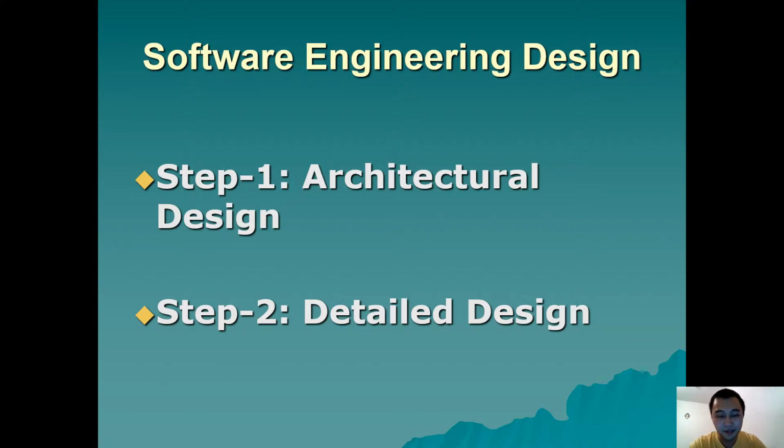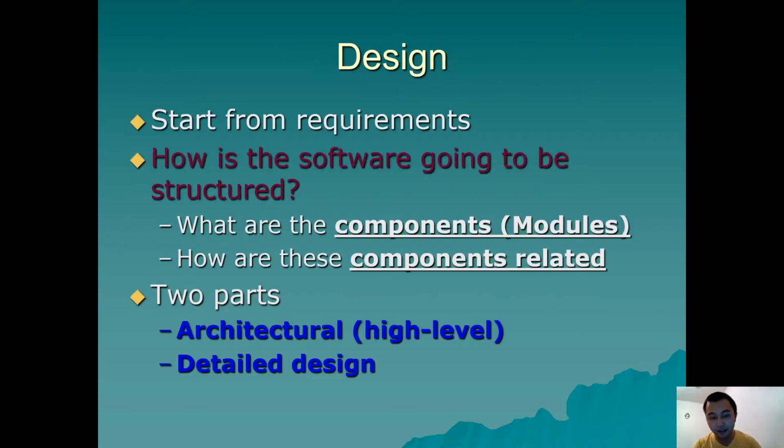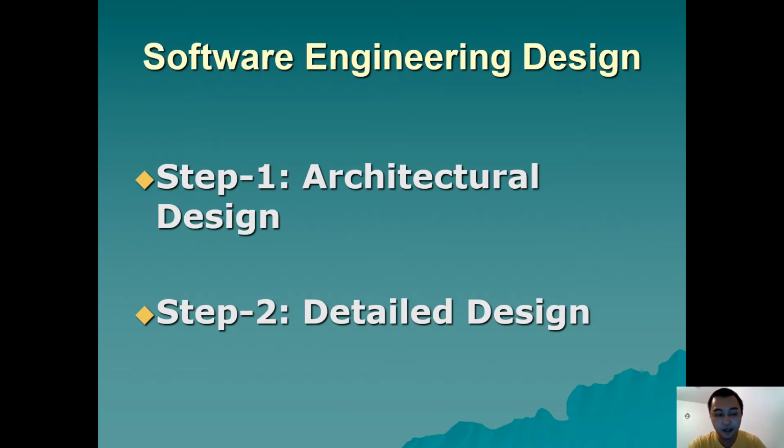Lecture 2 pretty much also covers the same thing, except it goes more in depth over the responsibility of the software architect. Sorry. So for software engineering design, there are definitely two steps. One is the architectural design, or a lot of people like to call it high level design. Step 2 is the detailed design, or low level design.